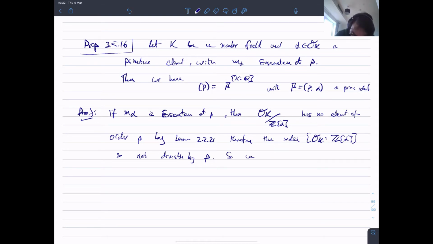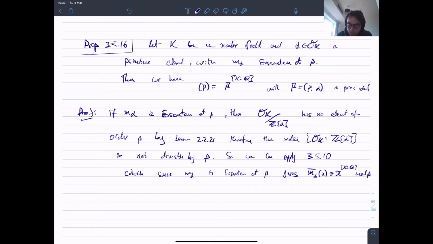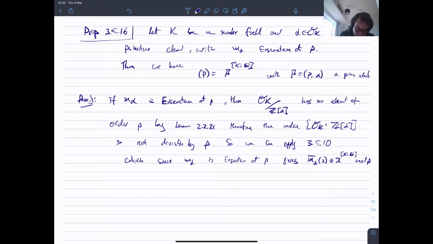So we can apply Dedekind-Kummer, which was 3.5.10, which since m of alpha is Eisenstein at p gives, so the fact that it's Eisenstein gives you that m alpha of x is just going to be congruent to x to the degree of the minimal polynomial, which we know is the degree of the field, mod p. Remember, Eisenstein, so all the coefficients are going to be divisible by p. So when you reduce mod p, it's just going to look like something like this. So now, once you have this, then the result follows.